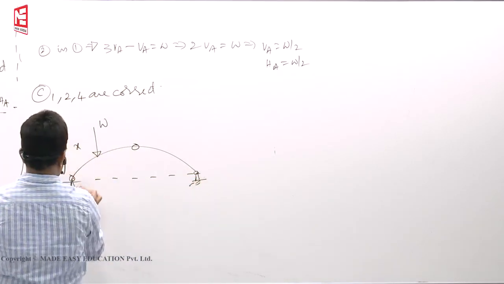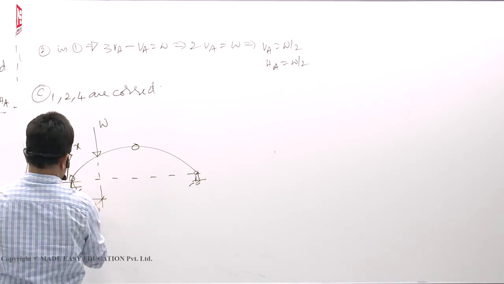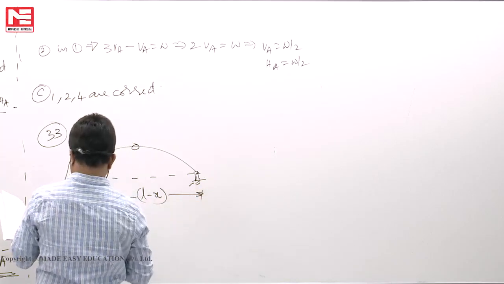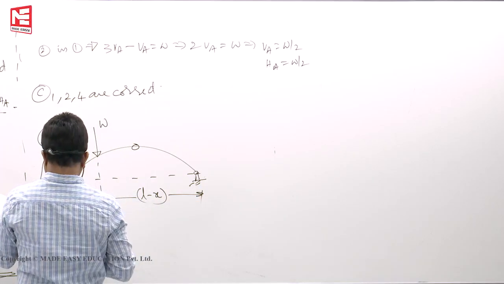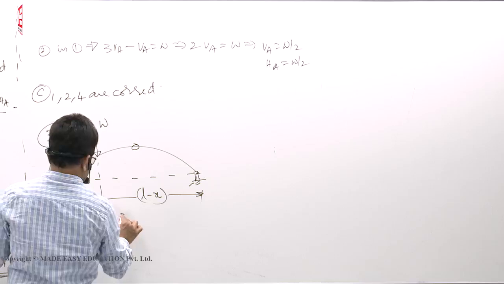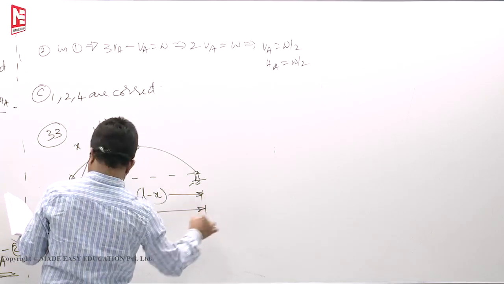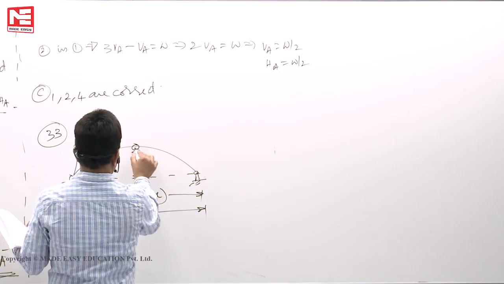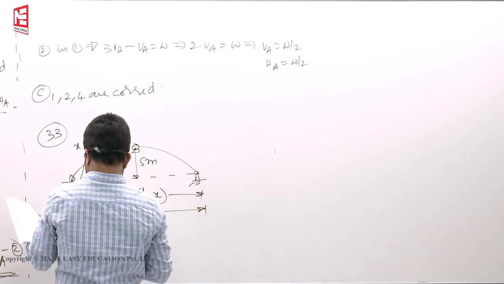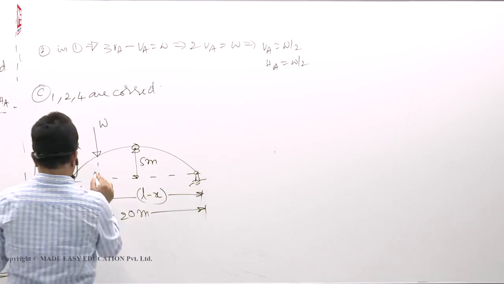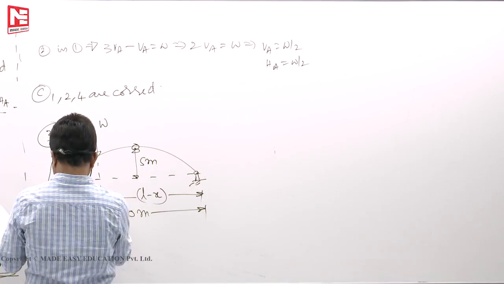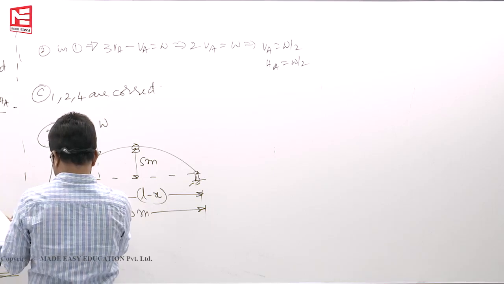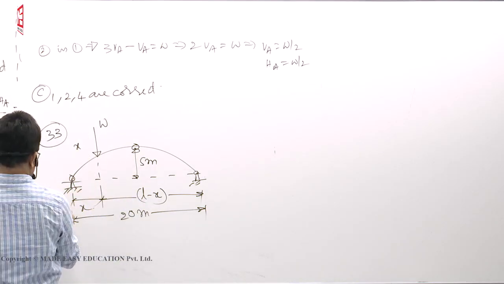So this distance is x, the remaining is L minus x. The arch has a span of 20 meters. Okay, this is 20 meters and rise of 5 meters. So this is 5 meters. What is the value of x if the left hinge reaction is inclined with a slope of 2 vertical on 1 horizontal?